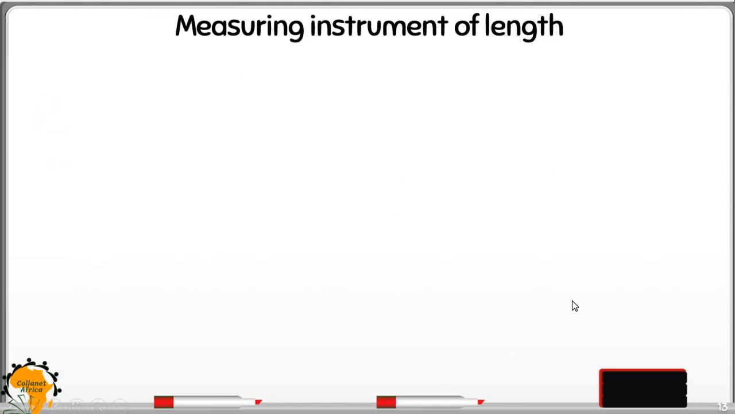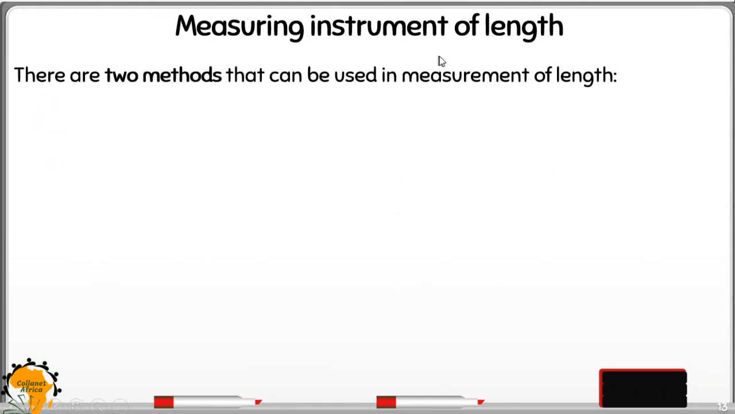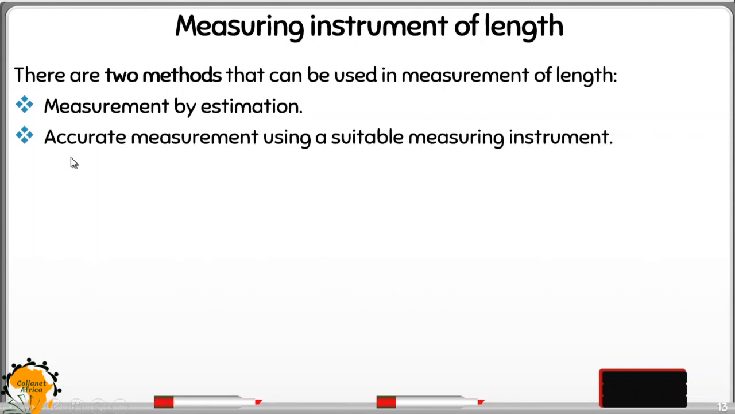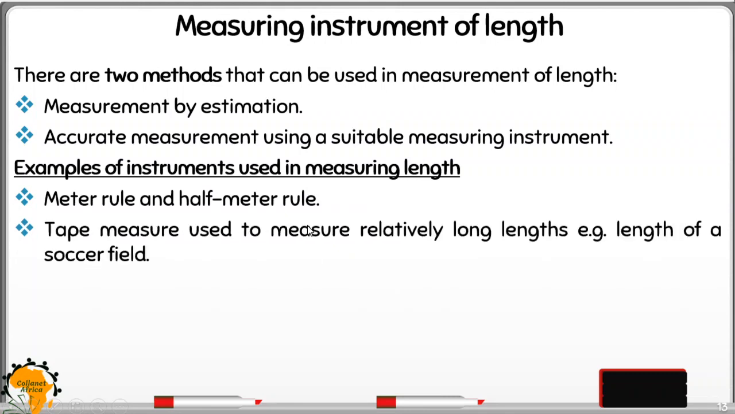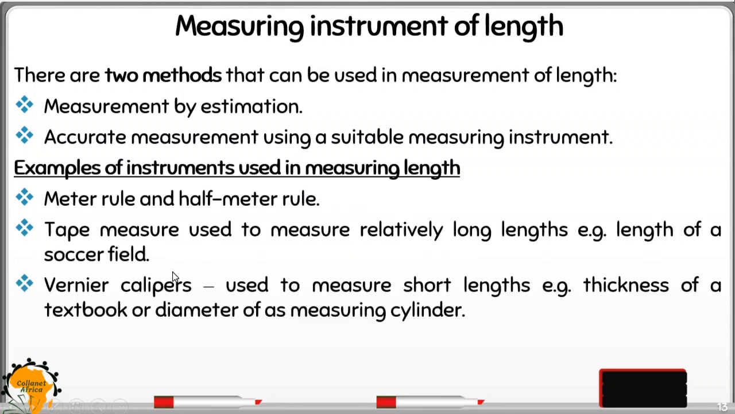Then we move to measuring instruments of length. We have two methods that are used in measurement of length. We can measure length by estimation, or we can measure accurately using a suitable measuring instrument. Examples of instruments used in measuring length are: one, the meter rule, and in our labs we always have a half meter rule, so we can use either depending on the size of the object that you want to measure. Then we have the tape measure, and the vernier calipers.